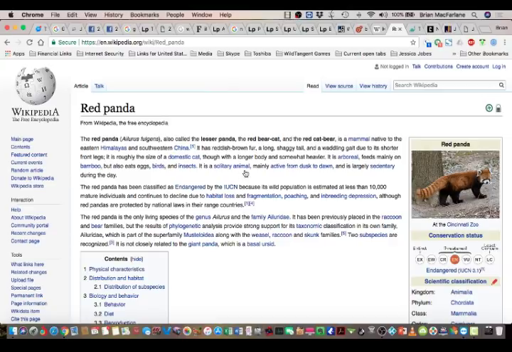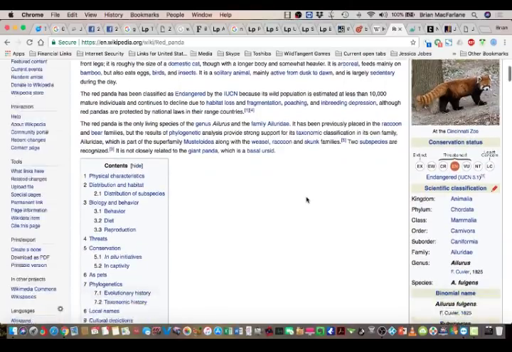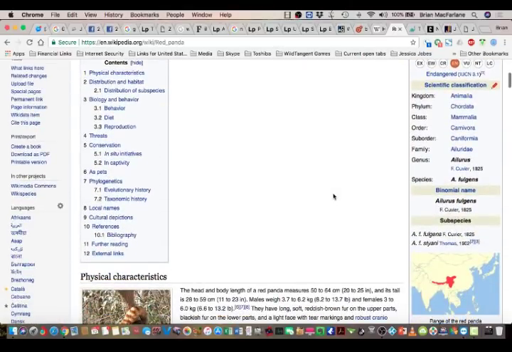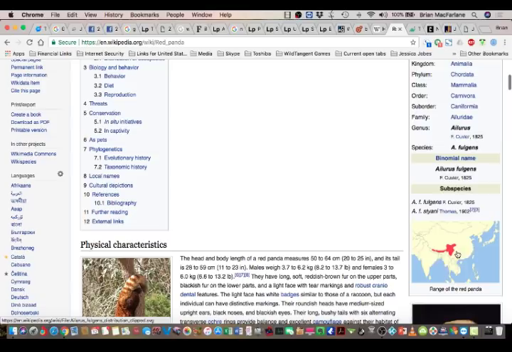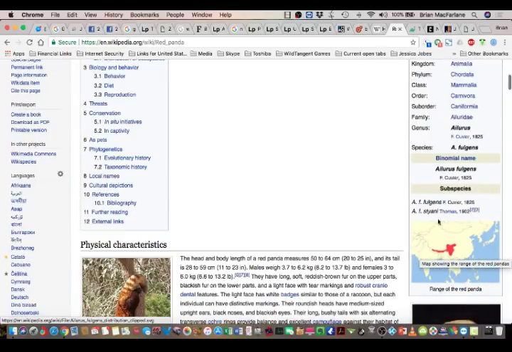Yeah, the red panda is also called the lesser panda, the red bear cat, and the red cat bear. You guys can look this up on Wikipedia. Let me see where it lives. It looks like it's in this general area, western side of China, western central.